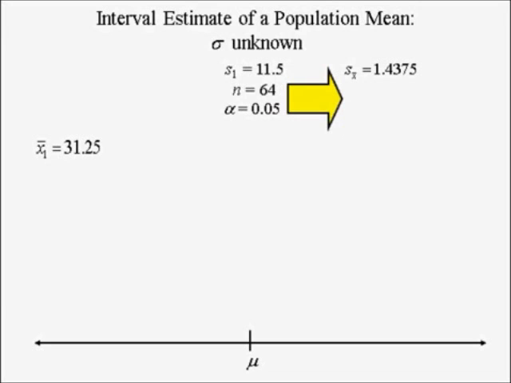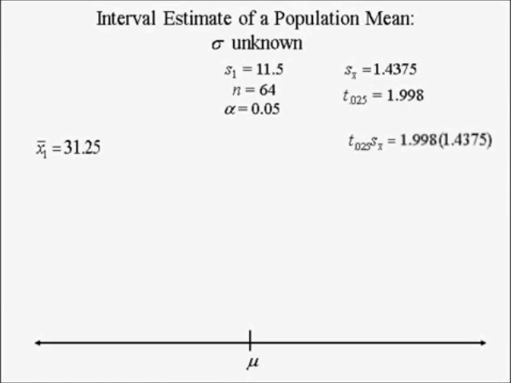The t-value is found in row 63 and column 0.025. Thus, the t-value equals 1.998. The first estimated margin of error is equal to the t-value, which is 1.998, times the estimated standard error, which is 1.4375. The first estimated margin of error equals 2.87.